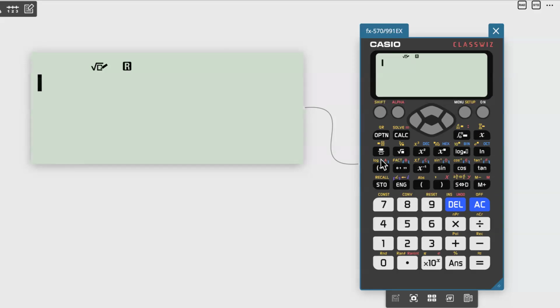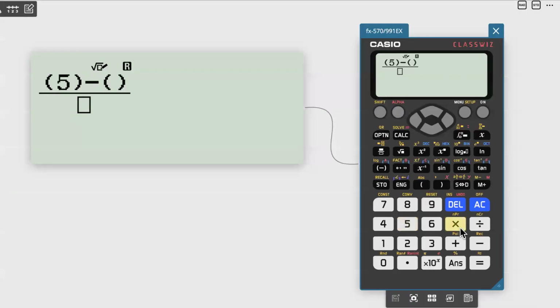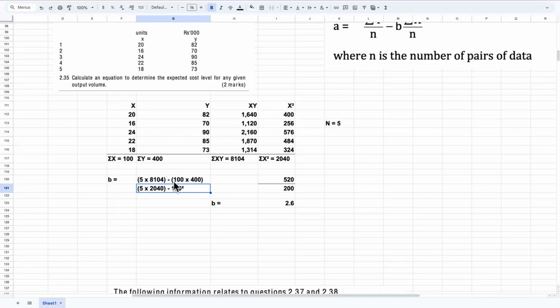So if we want to divide two formulas like this, upper part and the lower part, you can click here. There will be two options. The first, as I told already, we have two brackets, take away, and again two brackets. In the first bracket, 5 into 8104, right? Then again, take away 100 into 400.